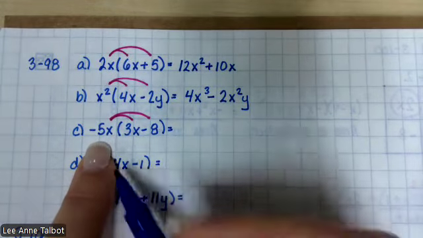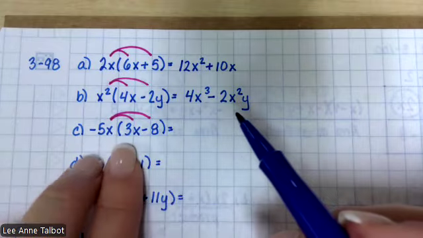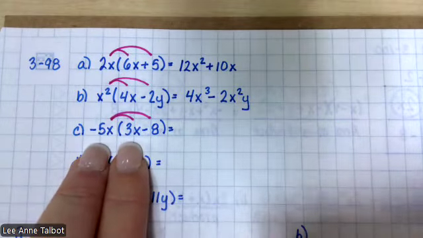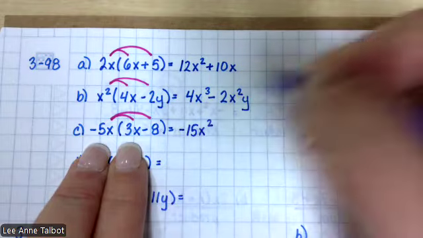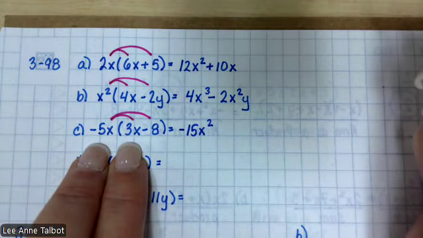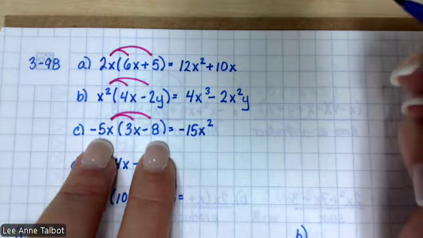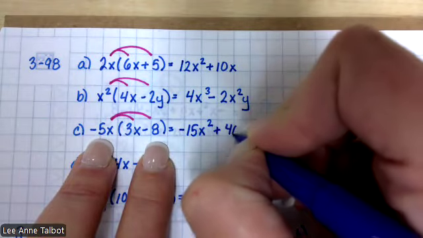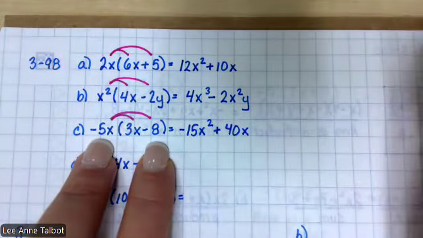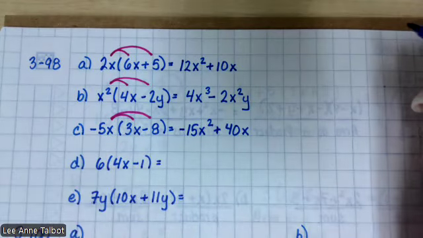Okay, now this one, you have to be really careful and distribute the negative to both. Negative 5x times positive 3x is negative 15x squared. Okay, be really careful. What's a negative times a negative? Positive. So this is plus 40x. If people screw up, it's going to be right there. And people are going to put minus 40x instead of plus 40x.